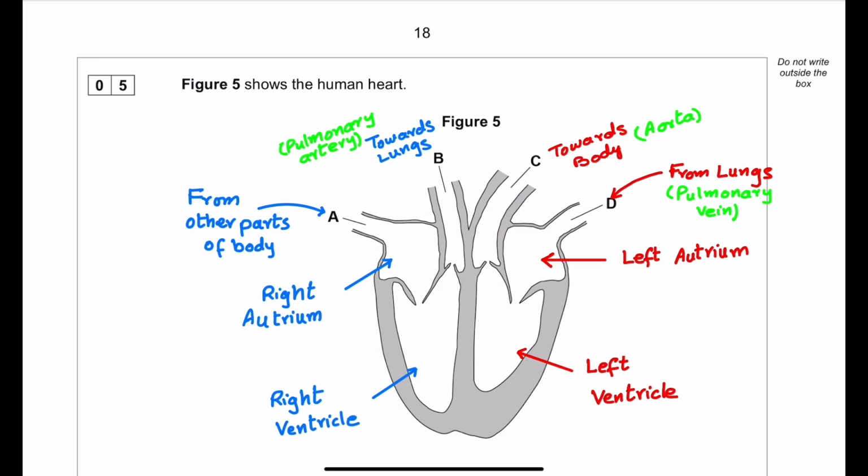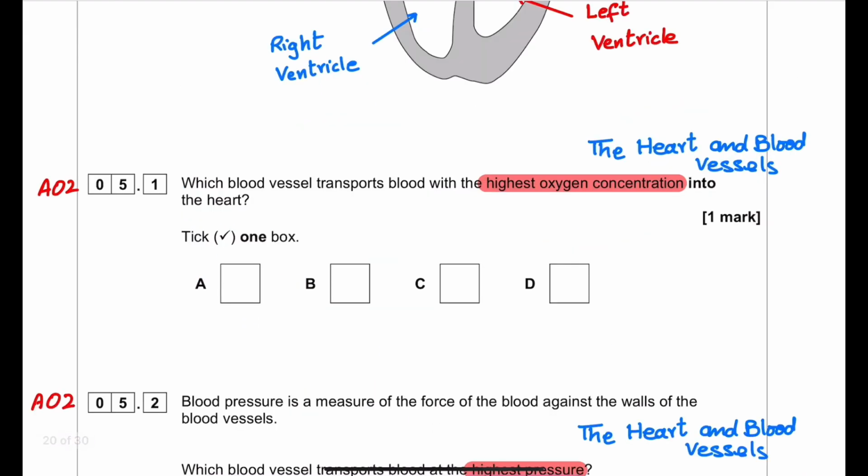Let's see the first part of the question. 5.1 is an AO2 question, and this question is from the heart and blood vessels. Which blood vessel transports blood with the highest oxygen concentration into the heart?